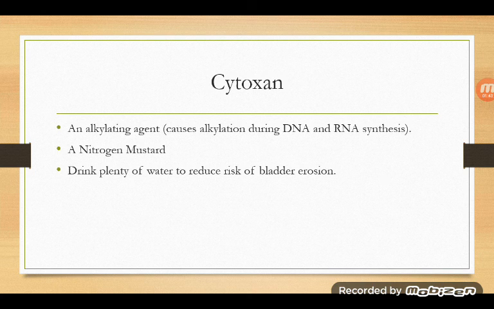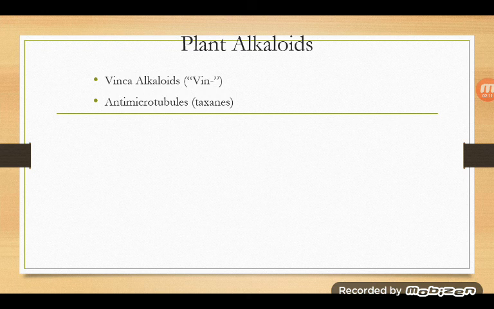Drink plenty of water to reduce the risk of bladder erosion. So this is an extra add-on to the common side effects. We still have the nausea, vomiting, diarrhea, the alopecia, and the myelosuppression. We still have the risk of extravasation, but this one is an add-on. Drink plenty of water because that bladder can be eroded. Plant alkaloids are much like the other alkaloids.